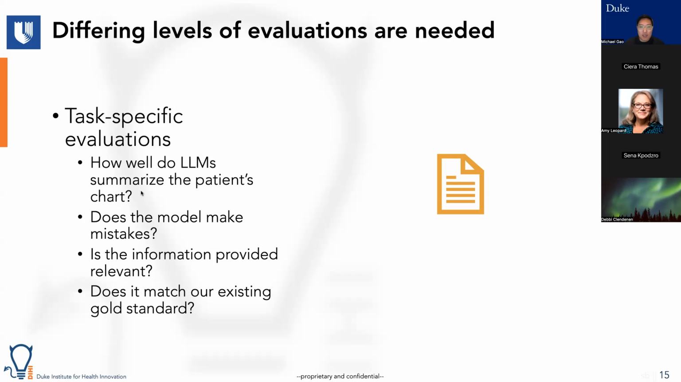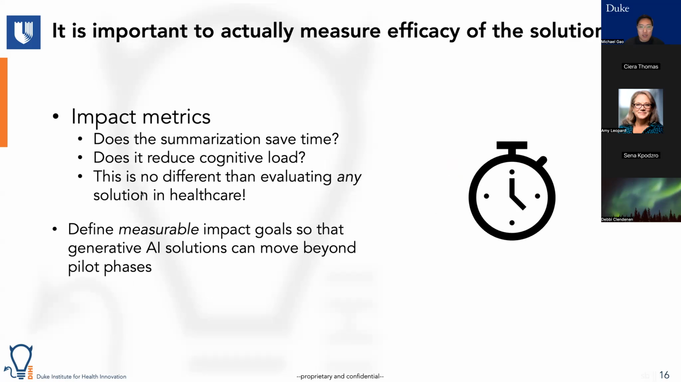But notably, that is different from evaluating whether that actually has an impact. Even if you can guarantee that this summarization is correct or accurate and so forth, that does not mean that the summarization actually saves people time or that your end users are actually going to use it. Whether it reduces cognitive load on providers or clinical staff or whomever is actually using the application. And this portion is really no different than evaluating any other solution in healthcare, right?